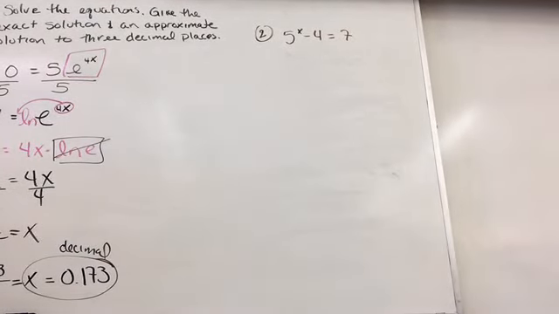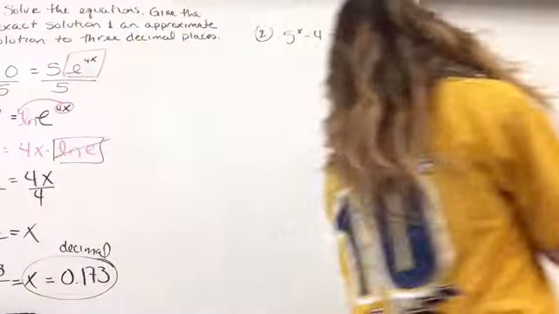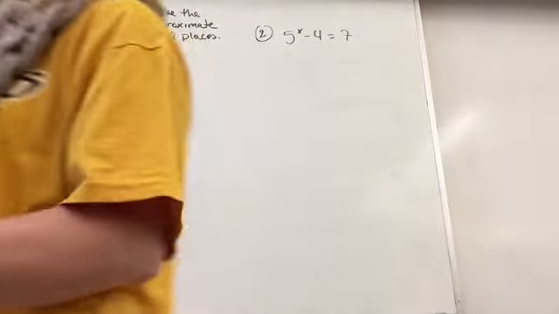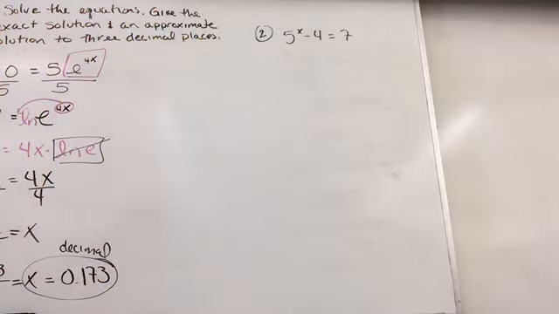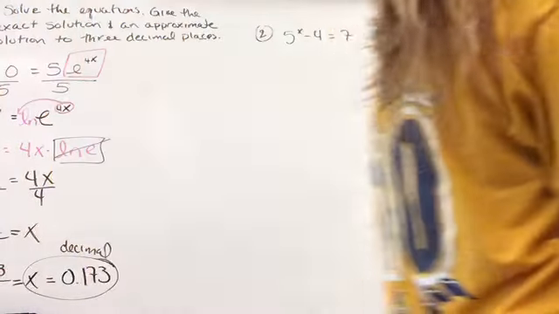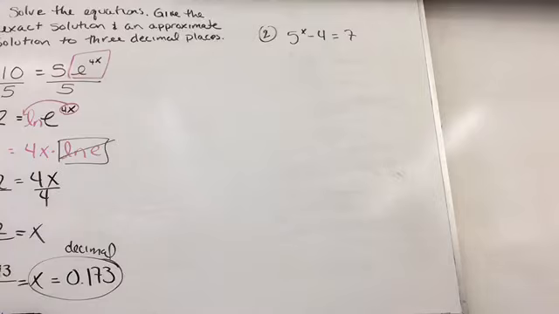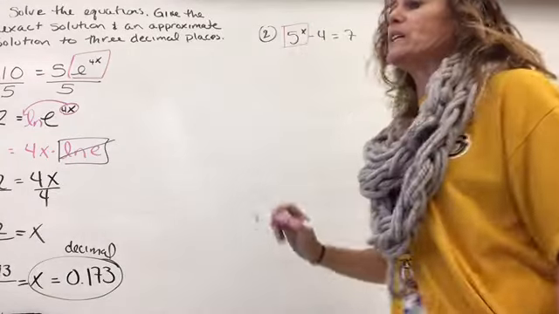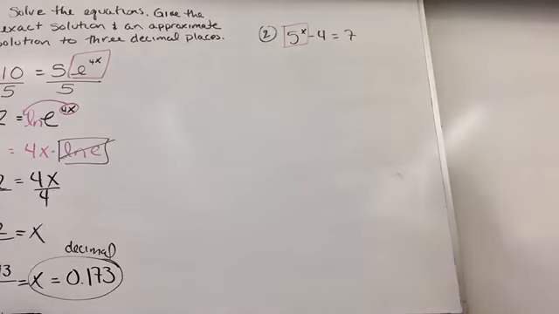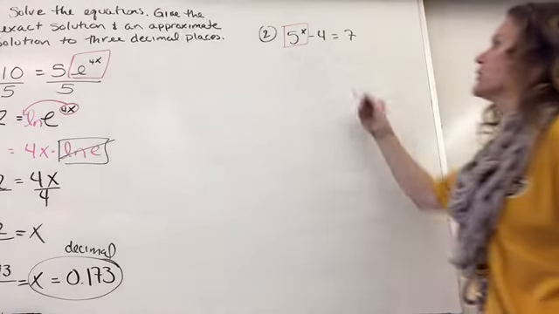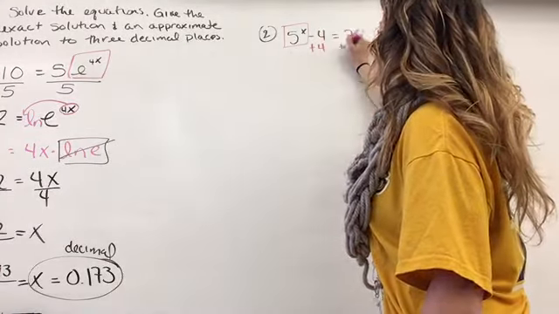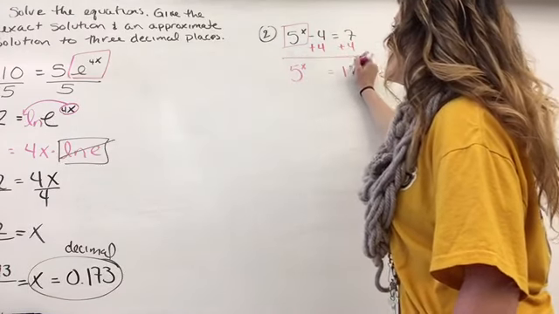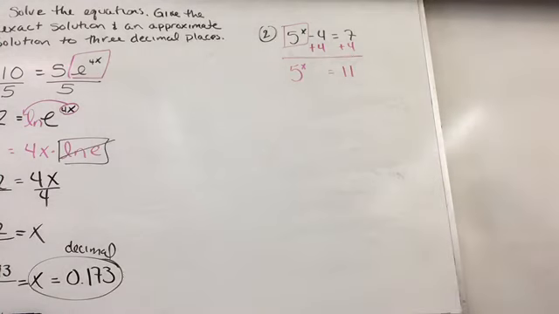So we're going to look at another example real quick. Something that has a little bit more to it. 5 to the x minus 4 equals 7. So looking at this, again, I want to get the 5 to the x by itself before I can do anything. So I have to get rid of that 4. It says minus 4, so to get rid of it, I do the opposite. I'm going to add the 4 to both sides. I get 5 to the x equals 11.